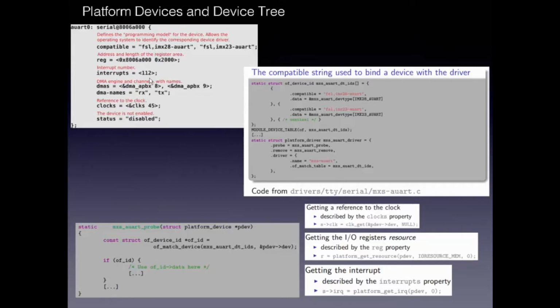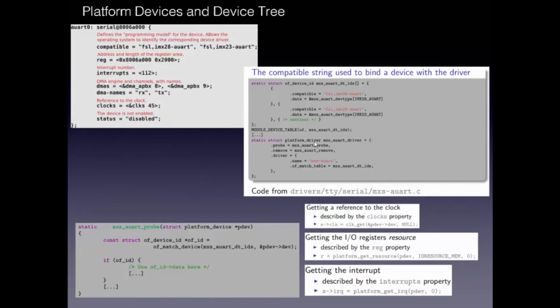Just to illustrate a little bit better, imagine that here we have a hardware of type UART, and it is basically compatible with the IMX28 AUART driver and the IMX23 AUART. Some important information: it has this physical address here, with this range. This address is really the bare-bones physical address. It has this interrupt number, and some other information.